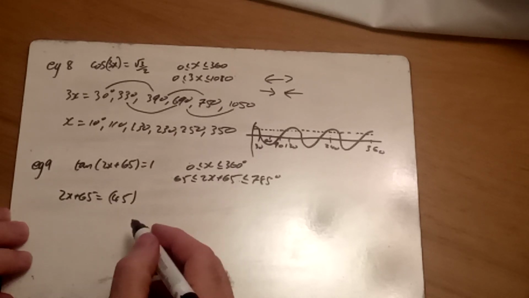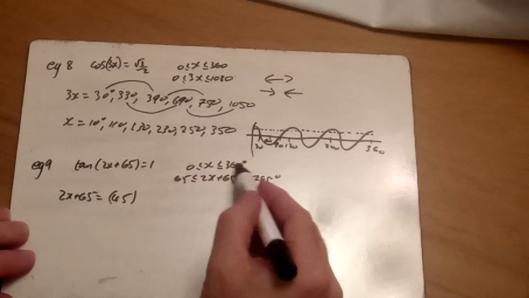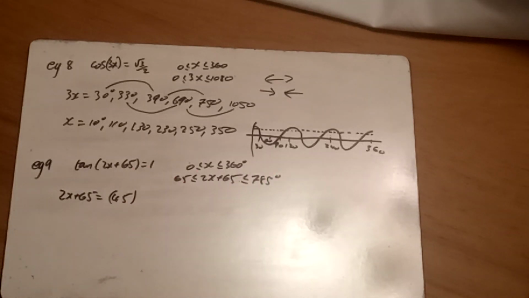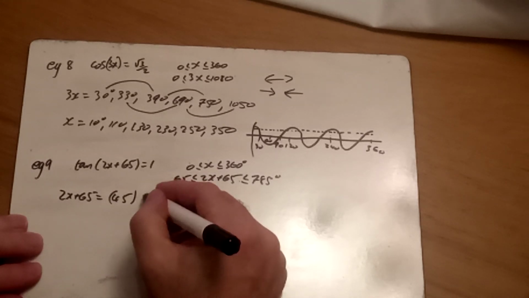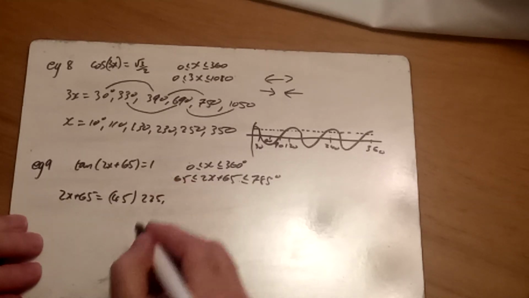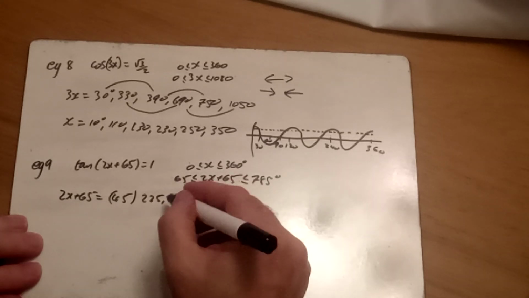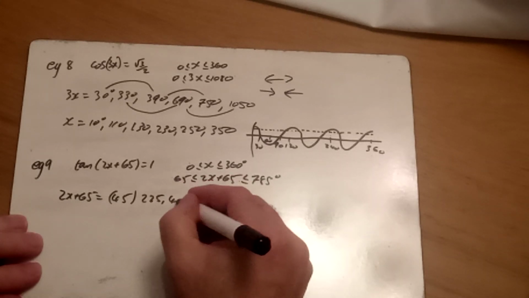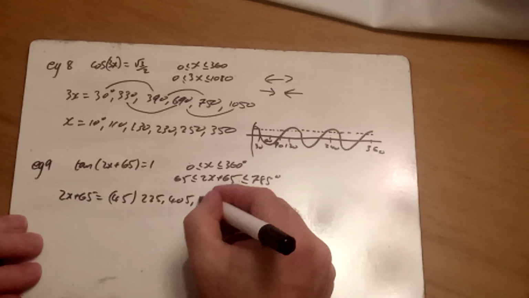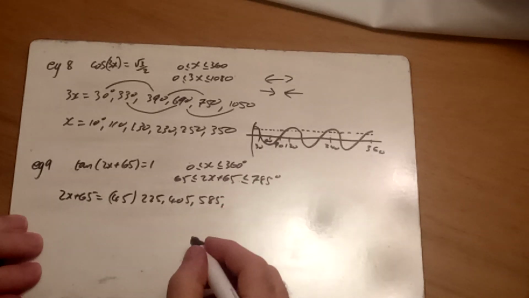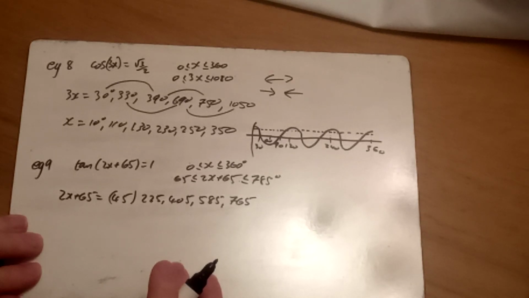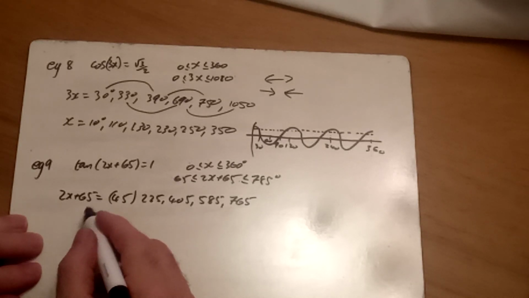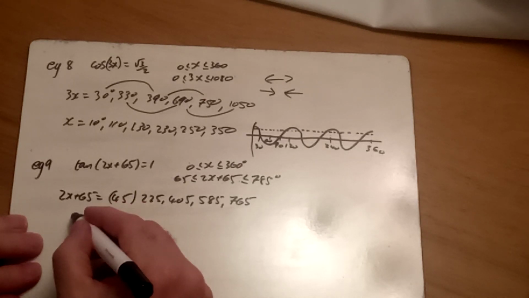So I'll bracket it to remind myself, because I'm expecting not just 2 answers, but because of the 2x squished it by a factor of 2, I'm expecting 4 answers. So tan repeats every 180, so keep adding 180s onto it, 225. Keep adding 180 onto that one, 405. 180 onto that one, 585, and then 765. And then take 65 off all of those and halve it.